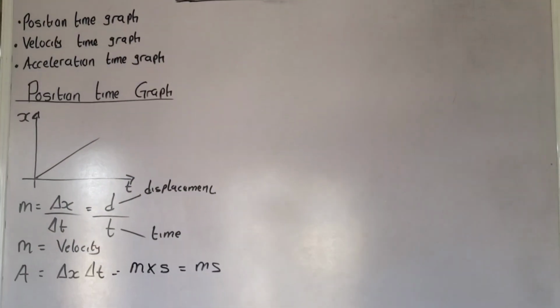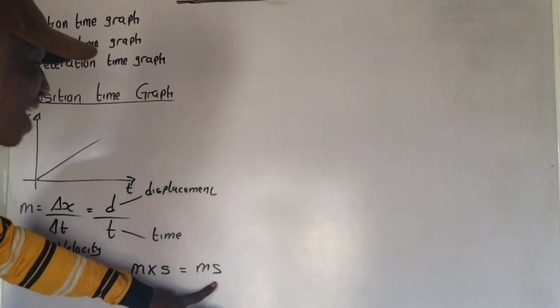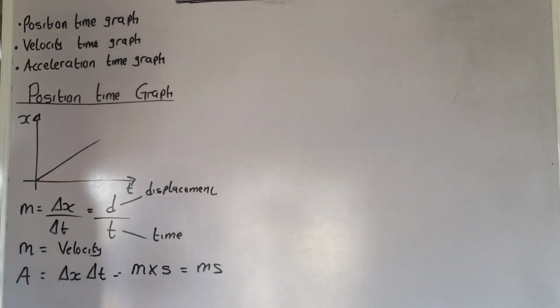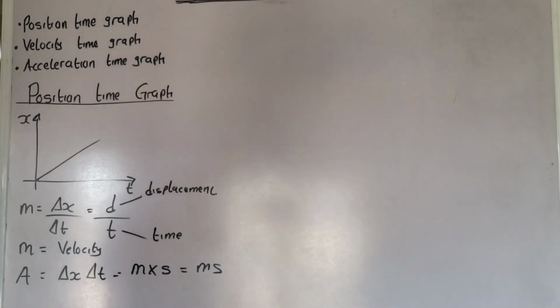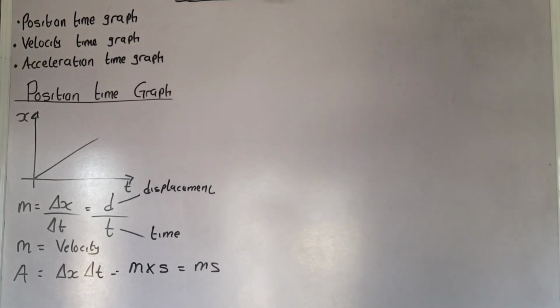That means I'm going to have meter multiplied by seconds, which is what? Meter-seconds. Now, in physics, what does meter-seconds tell us? It is nothing, you understand? So the area of a position time graph tells us nothing. But the slope of a position time graph gives us the velocity, you understand what I'm saying? So that's it.